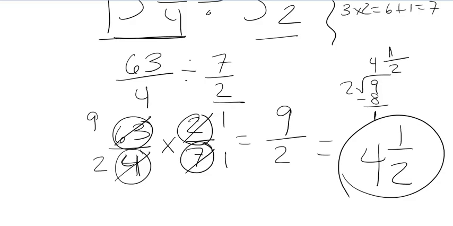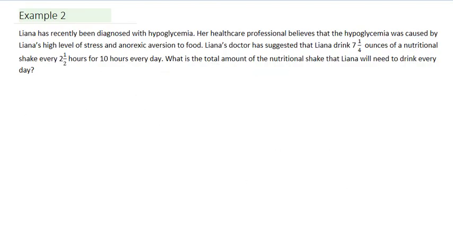So let us now look at another example. Example 2. Liana has recently been diagnosed with hypoglycemia. Her healthcare professional believes that hypoglycemia was caused by Liana's high level of stress and her anorexic aversion to food. Liana's doctor has suggested that Liana drinks 7 1/4 ounces of nutritional shake every 2.5 hours for 10 hours a day. What is the total amount of nutritional shake that Liana will need to drink every day?